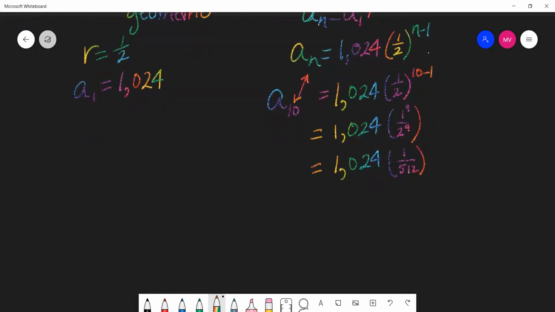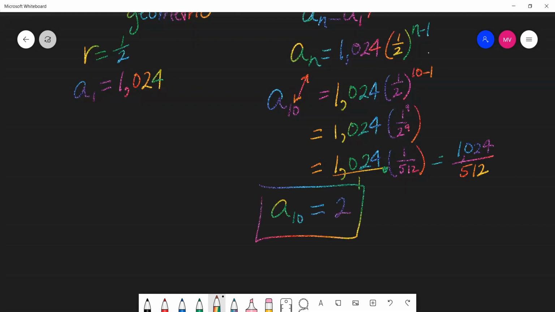All right, so this is just multiplying fractions. 1024 over 1 times 1 over 512. So you can simplify that to 1024 divided by 512. And you discover that the term at position 10 is 2. And then they'll start getting negative. But right now they're just 2.